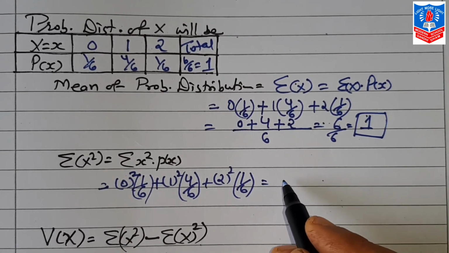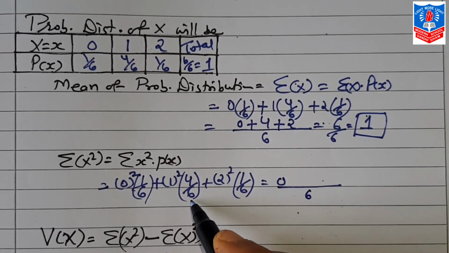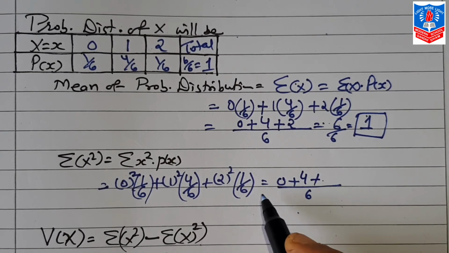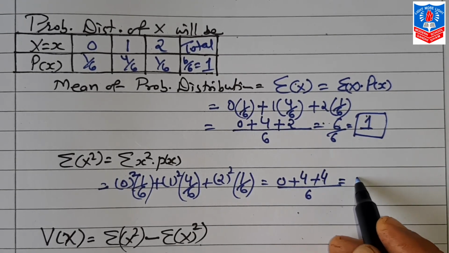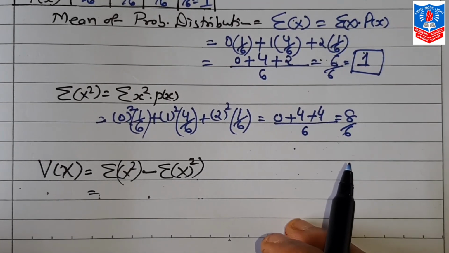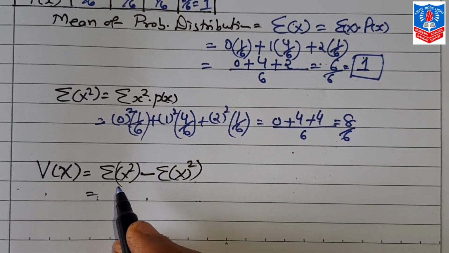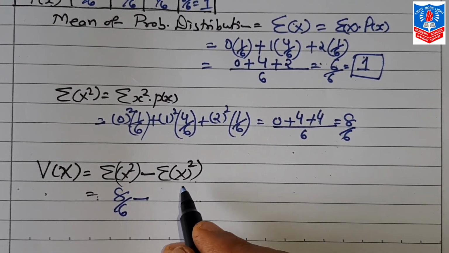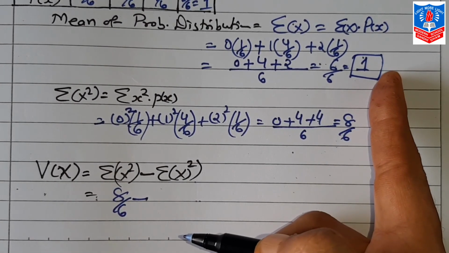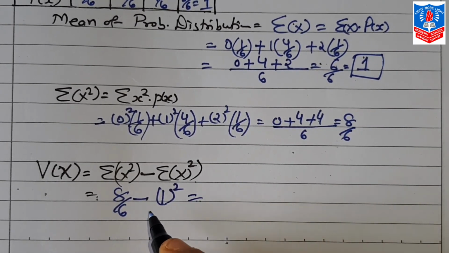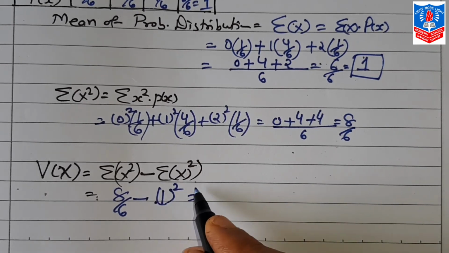So this will be, of course here will be 6. First value will be 0. Next 4 plus this is 2, 2s are 4. So this will be 8 by 6. Now these values we put in the variance formula, which will be sigma x square, that is this only, 8 by 6, minus sigma x, that is mean value, which is 1 square. So 8 by 6 minus 1 square. 1 square comes 1 only.